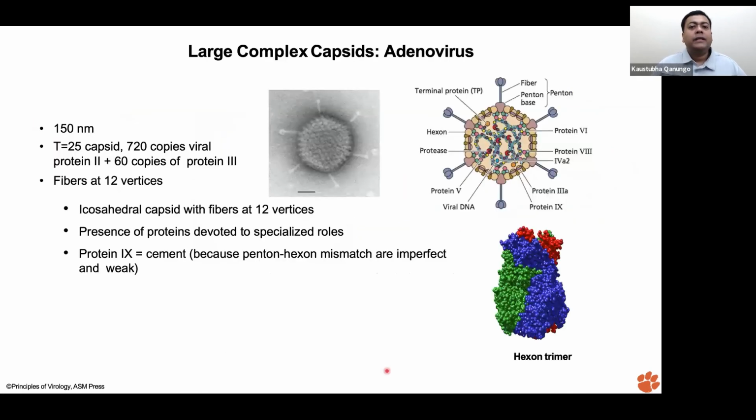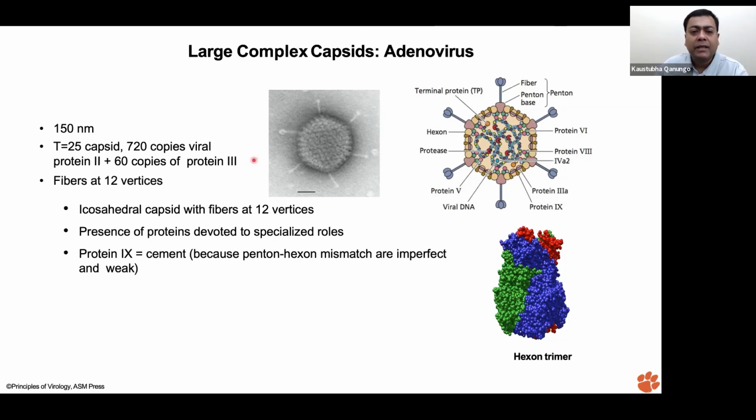So the next one is, again, an even larger complex, which is the adenovirus. Lots of proteins. You do not have to memorize all the names of these proteins at all. Just an overview of that is good enough. So here is a T equal to 25 capsid, and you have 720 copies of viral protein 2, 60 copies of protein 3, and it is a very, very complex structure as well. So there are fibers at the 12-fold axis. You can see them there, and the presence of the proteins is also devoted to specialized roles.